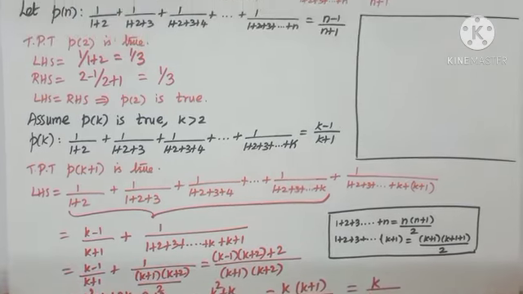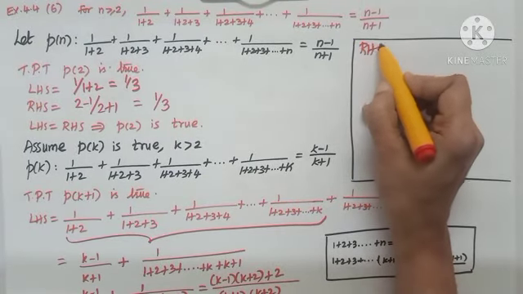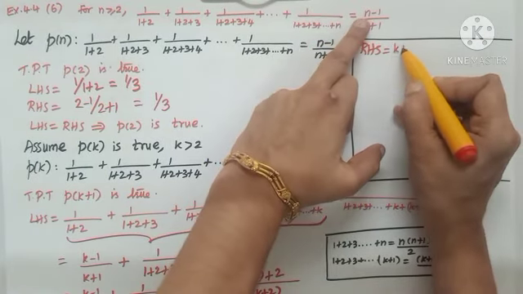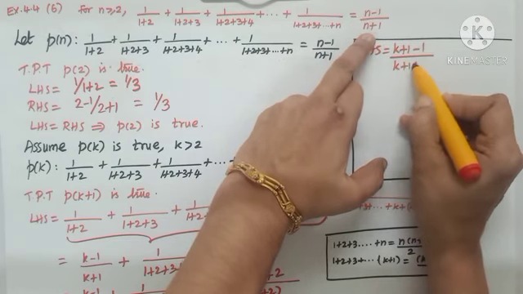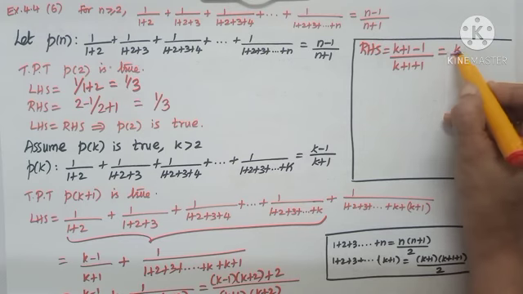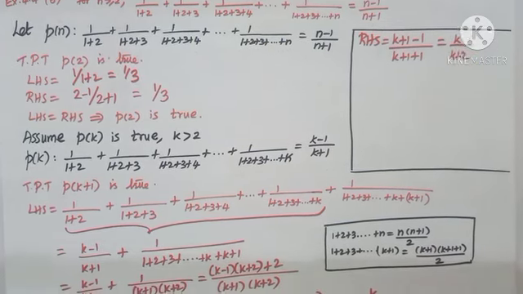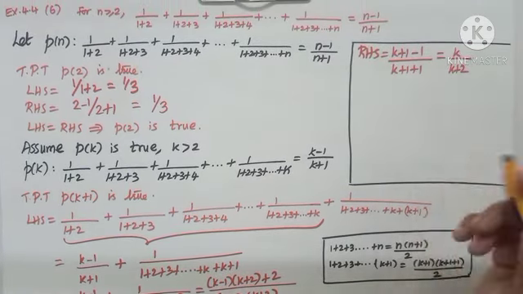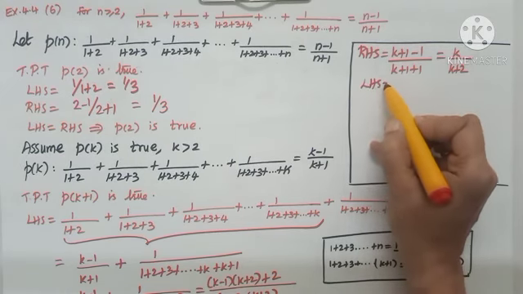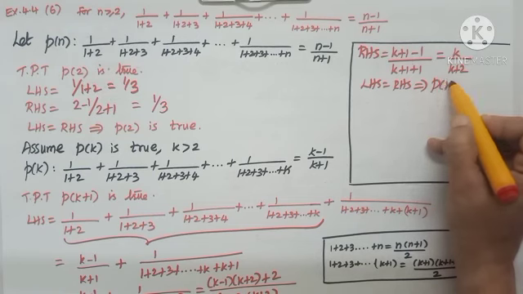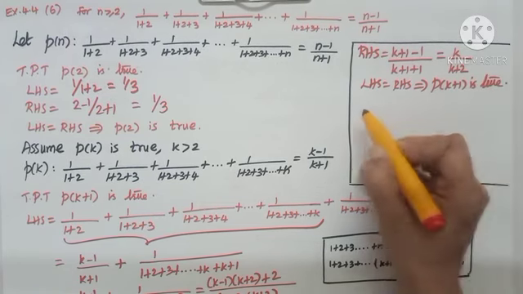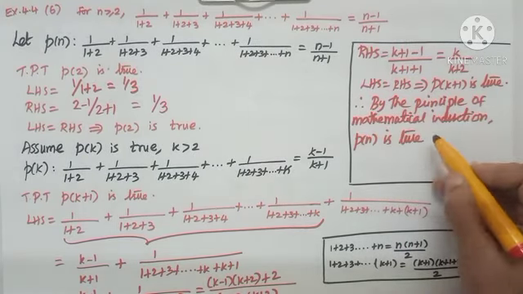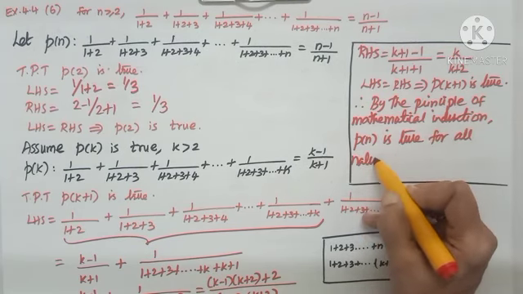Let us proceed with RHS. What is RHS? Wherever n is coming, I have to put k plus 1. So this becomes k plus 1 minus 1 by k plus 1 plus 1, or we get k by k plus 2. Just remember, LHS we derived k by k plus 2, RHS is also k by k plus 2. So we can declare LHS equals RHS implies P of k plus 1 is true. Therefore, by the principle of mathematical induction, P of n is true for all natural numbers, and that is the question.